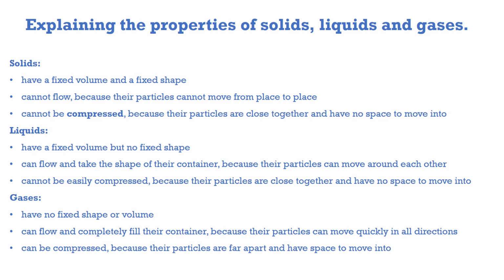Explaining the properties of solids, liquids, and gases. Solids have a fixed volume and a fixed shape. They cannot flow because their particles cannot move from place to place. They cannot be compressed because their particles are close together and have no space to move into. Liquids, on the other hand, have a fixed volume but no fixed shape, which means they can flow and take the shape of their container because their particles can move around each other. They cannot easily be compressed because their particles are close together and have no space to move into.